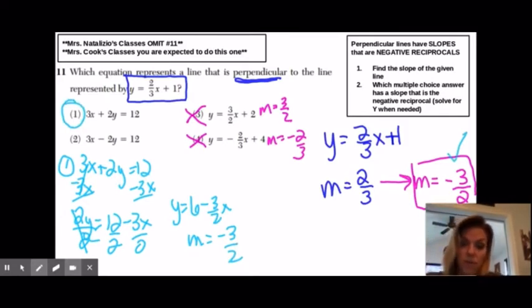If it didn't, well, then option number 2 would be the answer, but I would say also solve it for y and just double check your math to make sure you got it correct.